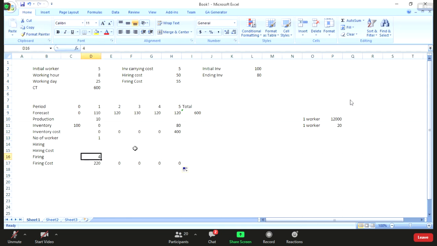Previously, the initial worker is 5. So here we can write the formula: the initial worker minus the number of required worker. So we have 4. It means that we need to fire 4 workers. To fire 1 worker, the required cost is 55. So the total cost to fire 4 workers is 4 times 55, which is $220. Okay, student, is it clear? Yes, sir. Thank you.